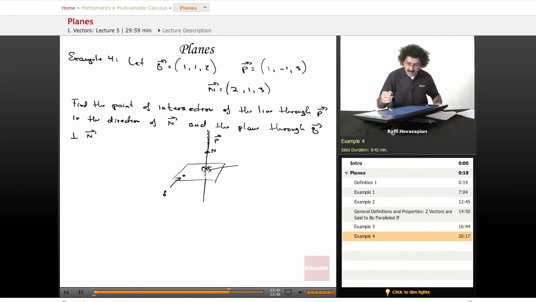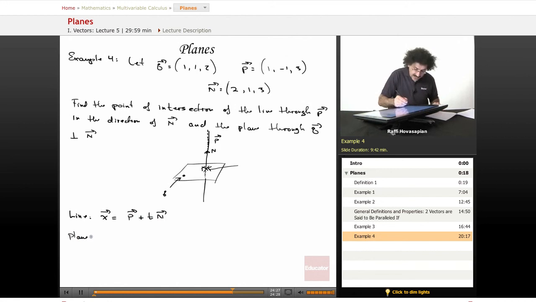Let's go ahead and find some equations here. So we know that X equals the point P plus T times the vector N. So that's the equation of the line that passes through P that is in the direction of N. Okay. And actually, let me specify these a little bit better. So we say that the line is X equal to P plus T times N.